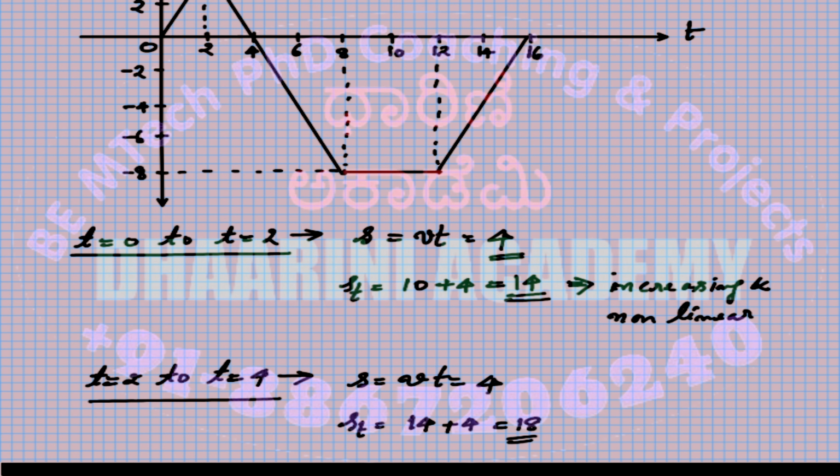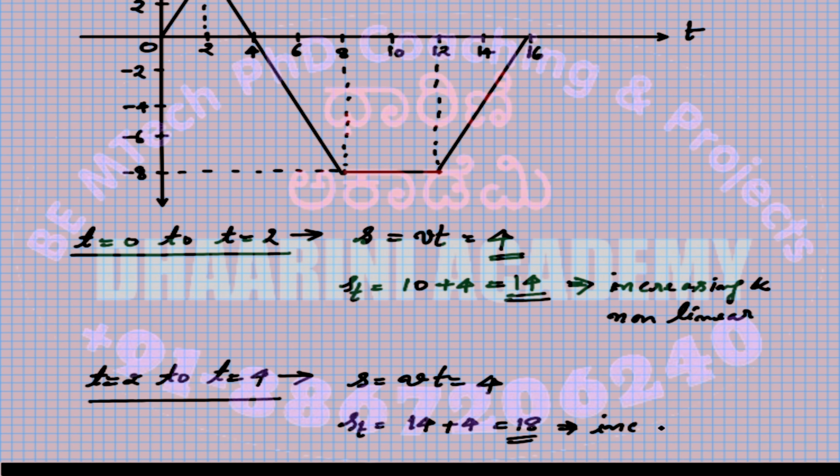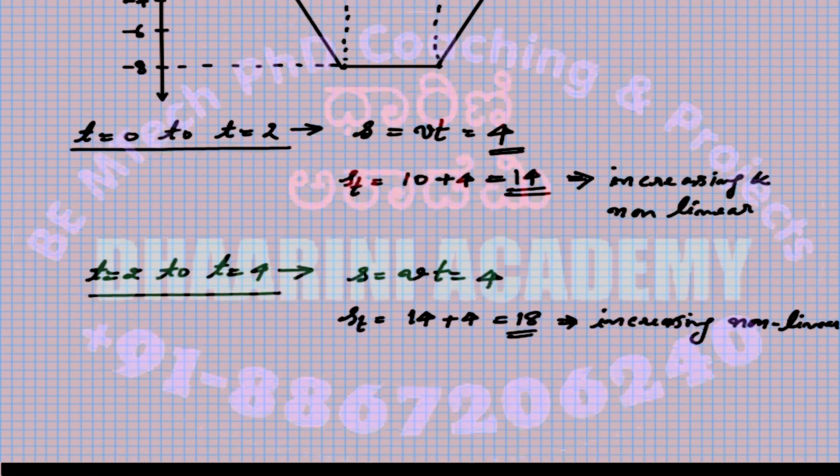Once again, if the velocity is decreasing in shape but on the positive side, the displacement is still positive and it is increasing. Okay, so this is increasing, non-linear. Okay, that is 2 to 4.